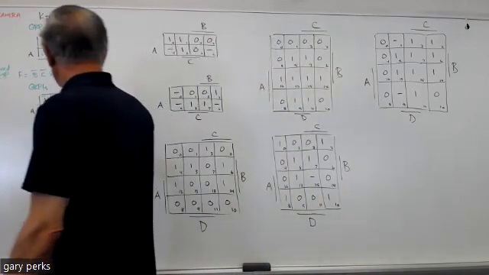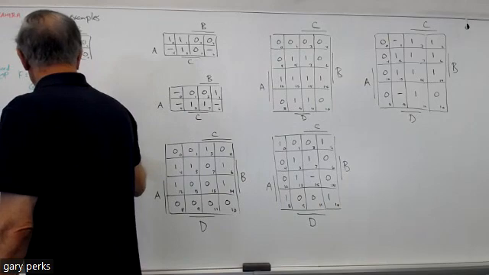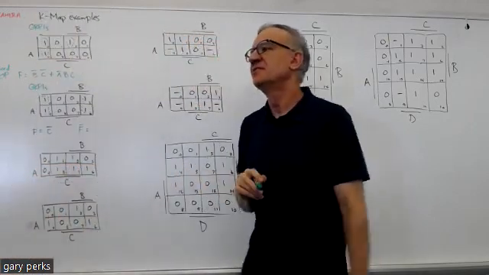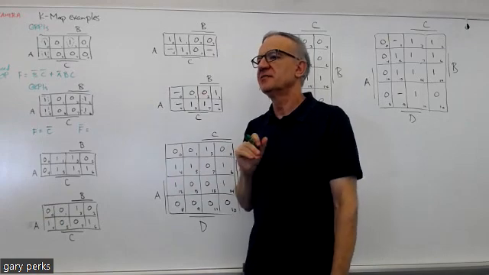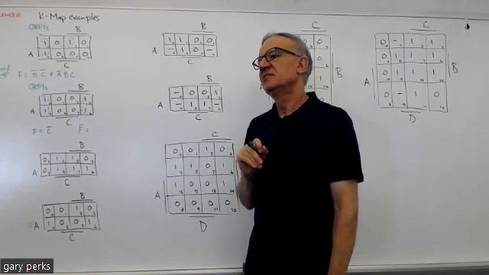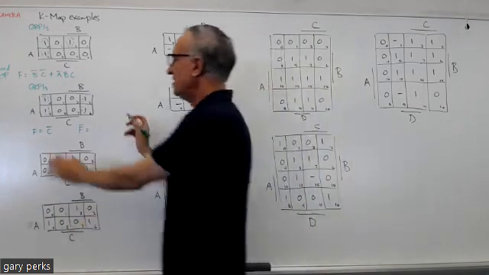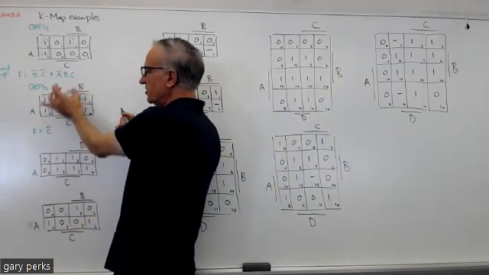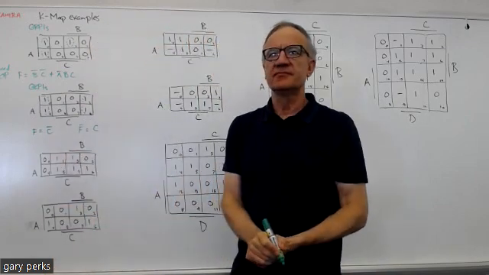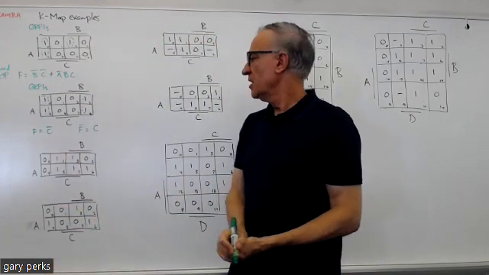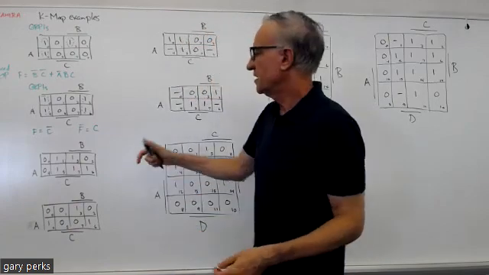Okay, how about if I wanted not F? Since it's not F, I would look at what? The zeros. It would just be C, right? Because it'd be this 4 grouping, which is all in the C column. Okay, all right, let's move on.